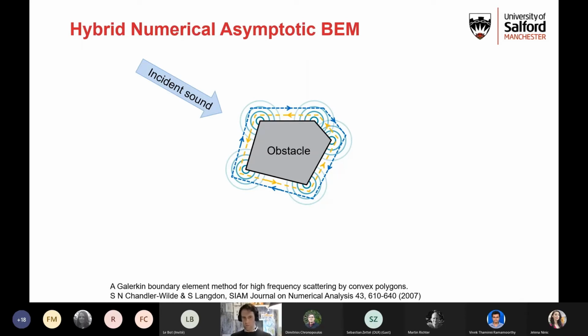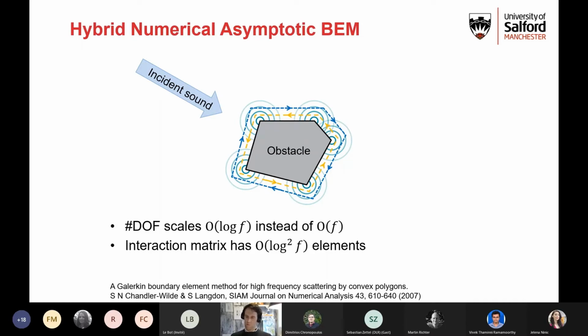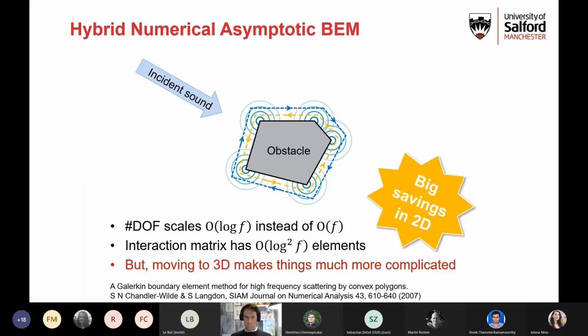And Steve and Simon showed that to maintain accuracy, you require the degrees of freedom scales with the log of frequency rather than frequency, which means your interaction matrix has order log squared frequency. And that's going to give you big savings for this class of obstacle in 2D. However, moving to 3D makes things a lot more complicated, and myself and Steve did a load of work on that, and it was very complicated. I won't present that now.